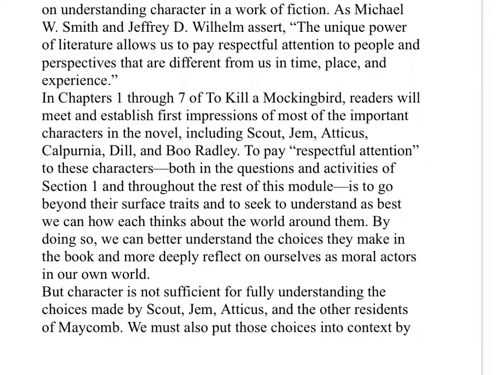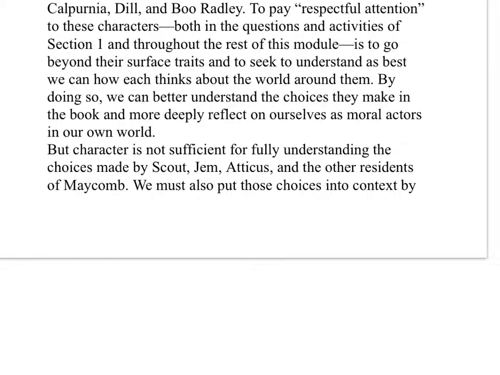In chapters 1 through 7 of To Kill a Mockingbird, readers will meet and establish first impressions of most of the important characters in the novel, including Scout, Jem, Atticus, Calpurnia, Dill, and Boo Radley. The goal is to pay respectful attention to these characters, both in the questions and the activities of Section 1, and throughout the rest of this module, to go beyond their surface traits and to seek to understand as best we can how each thinks about the world around them. By doing so, we can better understand the choices they make in the book, and more deeply reflect on ourselves as moral actors in our own world.